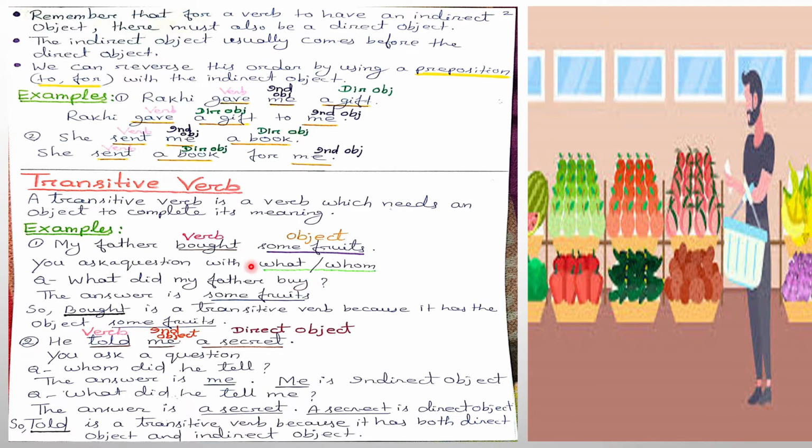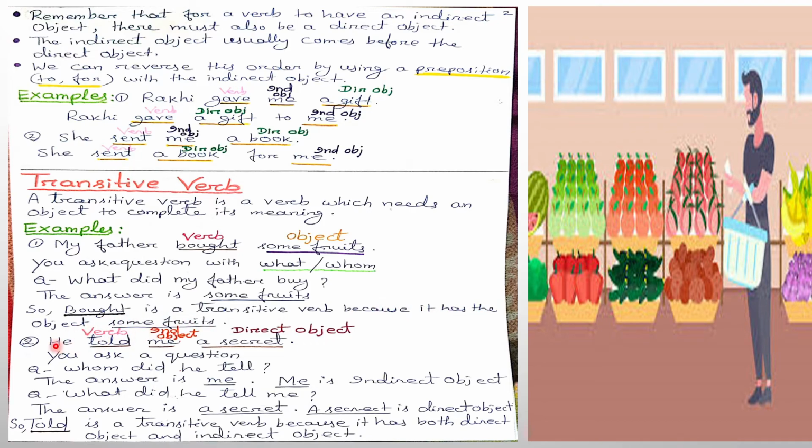Here are some examples. My father bought some fruits. Now we will ask the question. What did my father buy? The answer is some fruits. So bought is a transitive verb because it has the object some fruits.